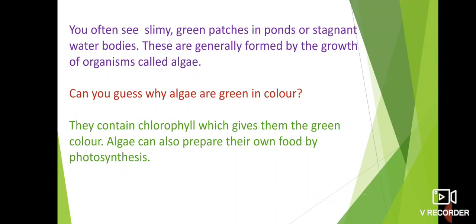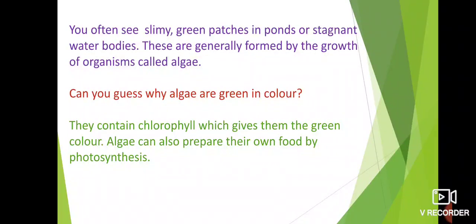And we also studied about algae in the last class. These algae are present on the surface of water bodies. These algae grow on stagnant water bodies, means dirty water bodies. And these algae are green in color.